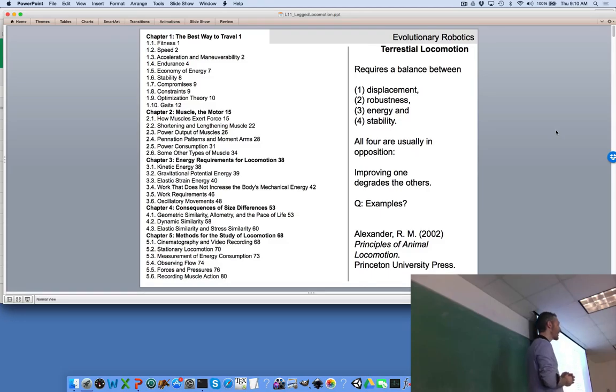Unfortunately, Mother Nature and we have not yet figured out how to maximize all four of these things. Typically, when you improve one, you hurt the other, and we're going to see some of these trade-offs in a moment. What are some obvious differences in robotics between these different trade-offs?